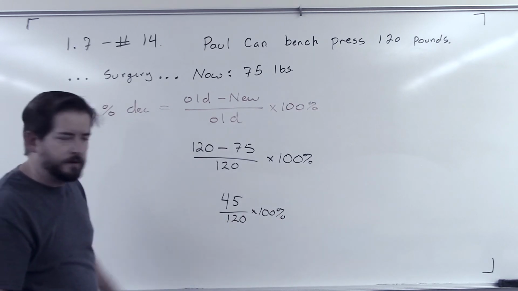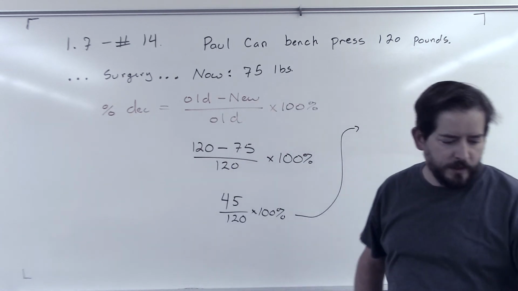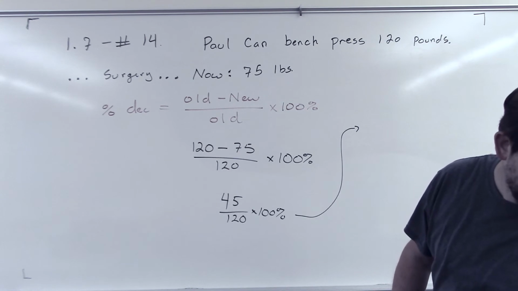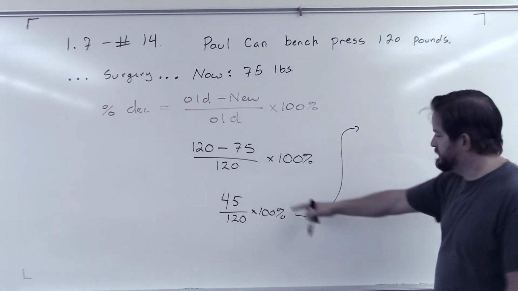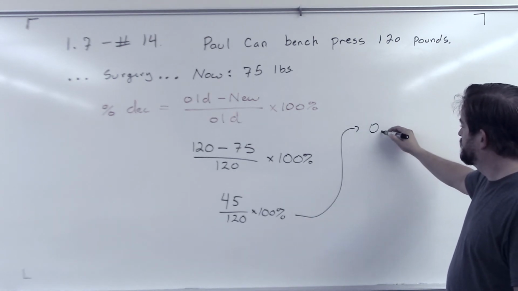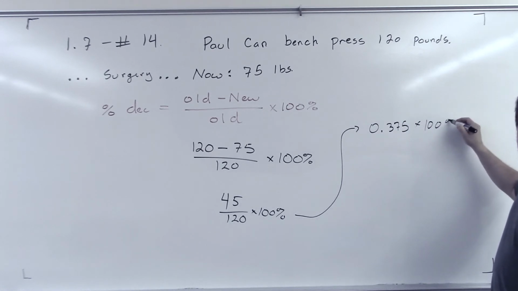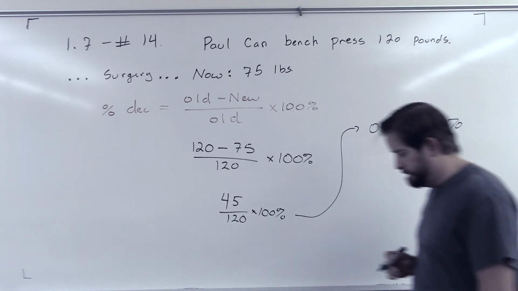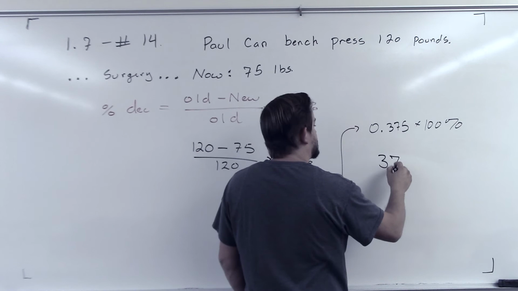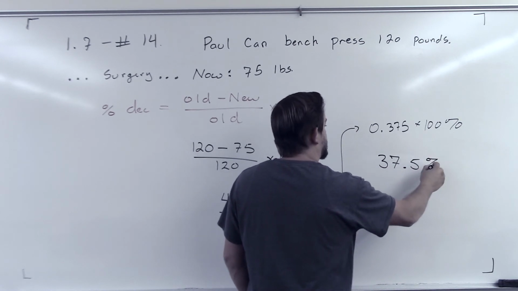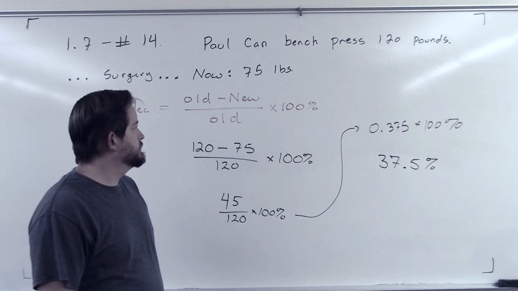And so I'm going to take this up here. 45 divided by 120 is 0.375. And of course, when we multiply that by 100%, we just move that decimal place over twice, and I get 37.5%. And there we have it. So that's your percent decrease.